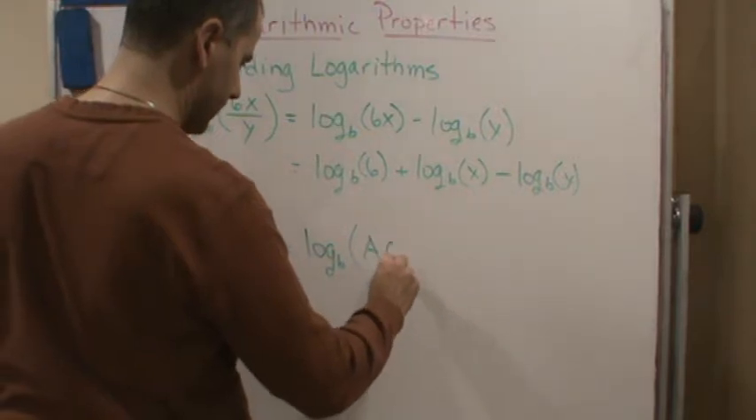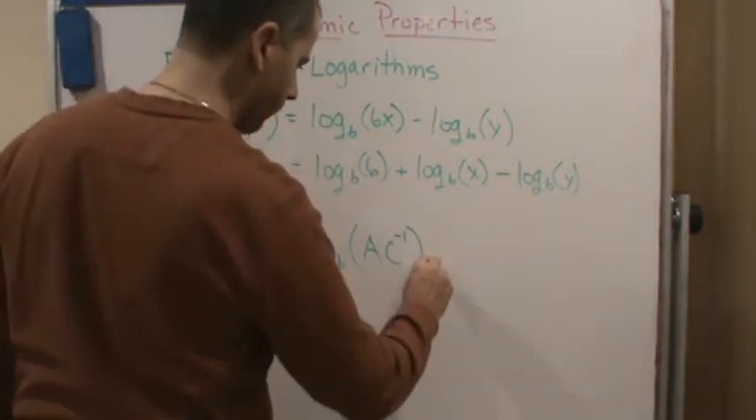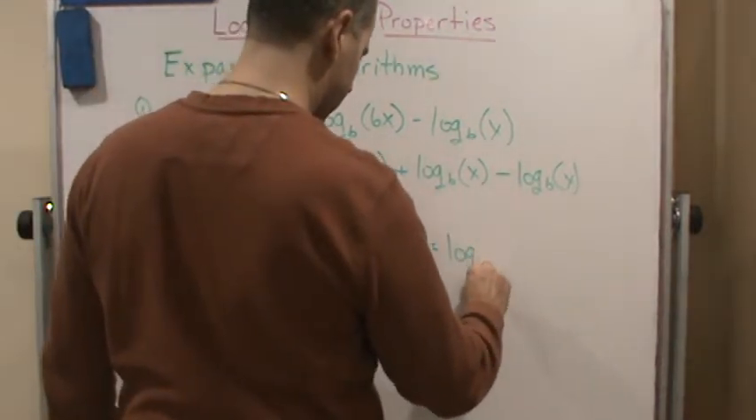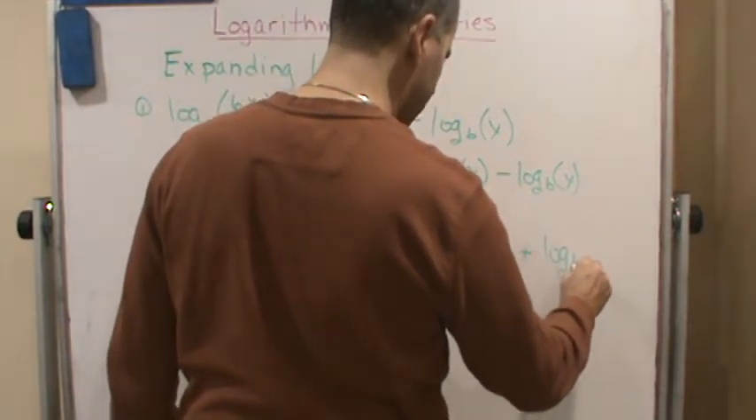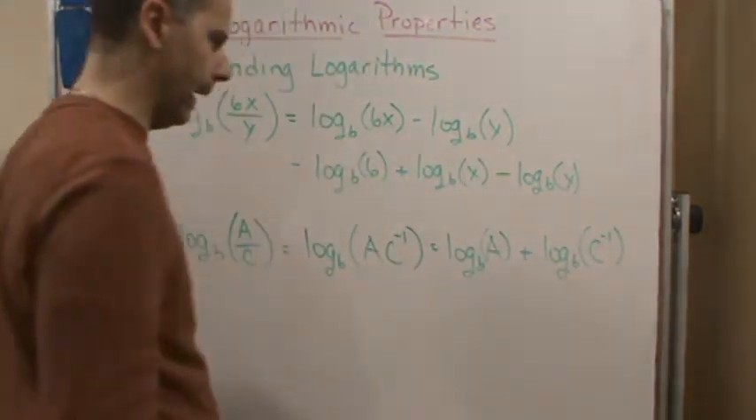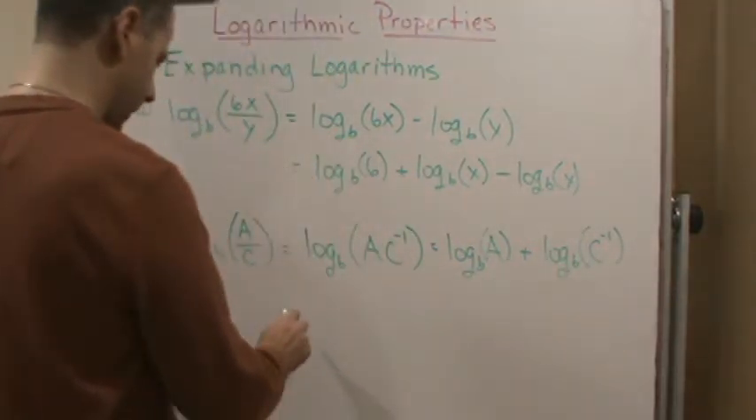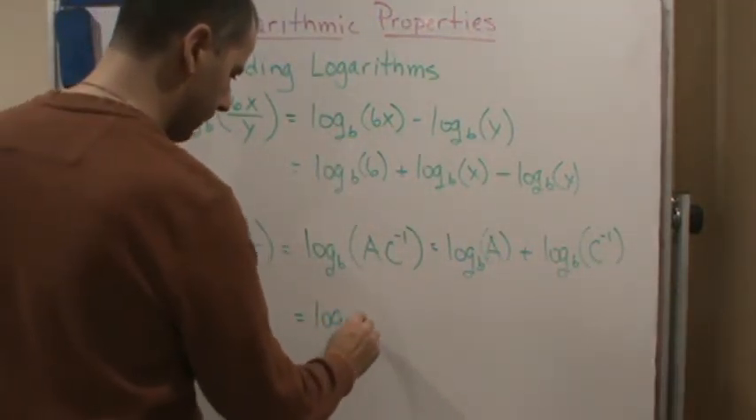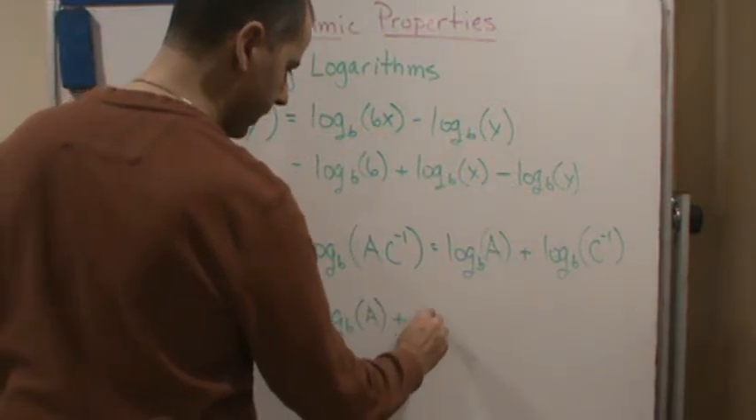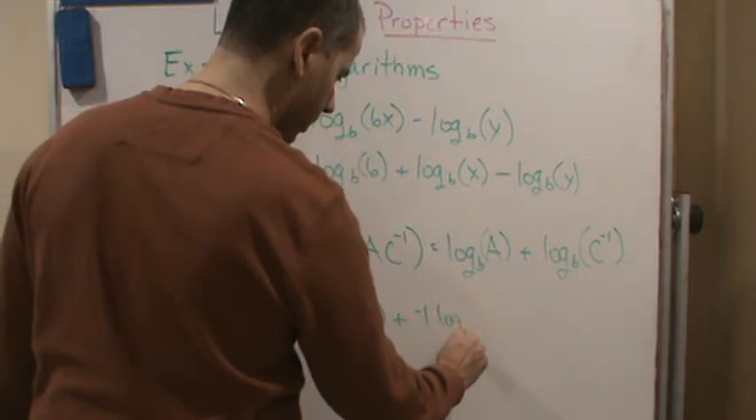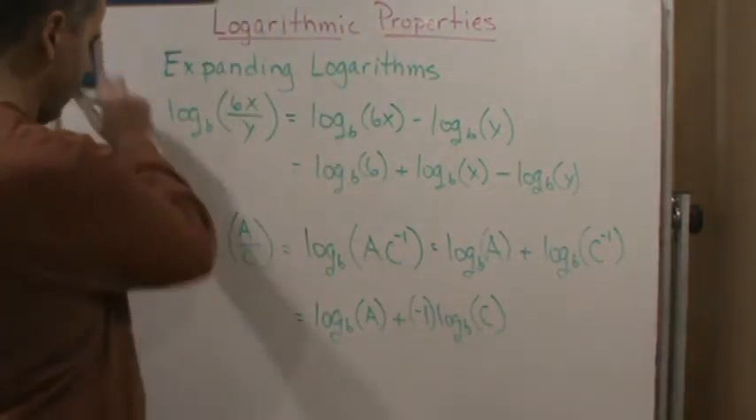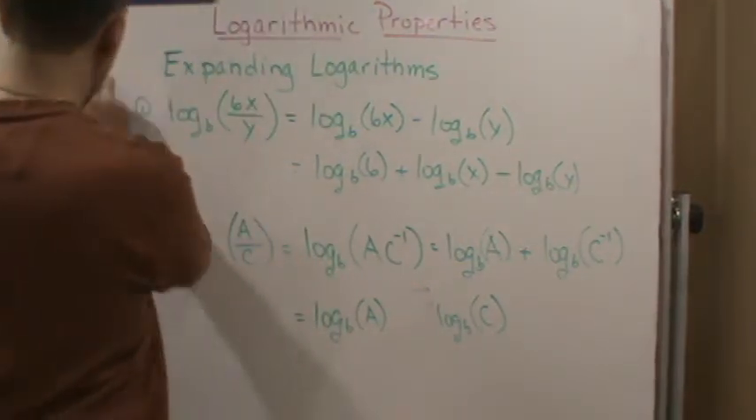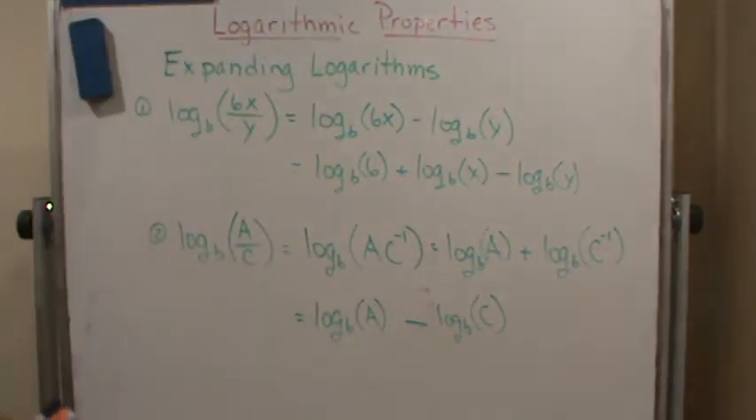So this would be a times c to the negative 1, right? I can do that. And then this would be log base b of a, plus log base b of c to the negative 1 power, right? And then I could use the power rule here, and I get log base b of a plus negative 1 times log base b of c. And of course, the negative 1 changes it to a subtraction. And we're done. So we could do it that way too.